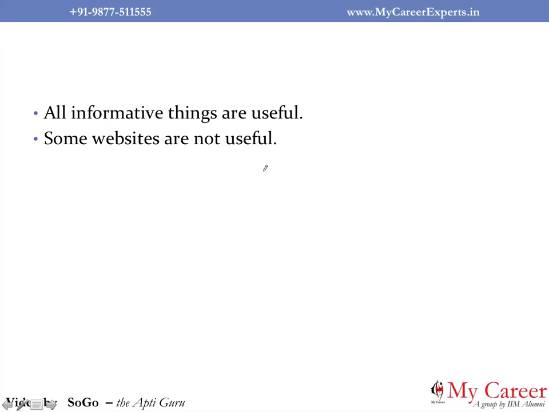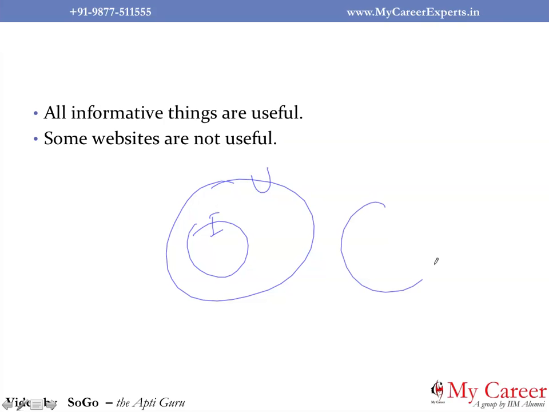All informative things are useful. So this is informative thing, this is useful. Some websites are not useful. This is some website, this is not useful. Now we don't know about this area whether this is informative or useful, but these websites are definitely not informative, because if they would have been informative, they would have been surely useful.